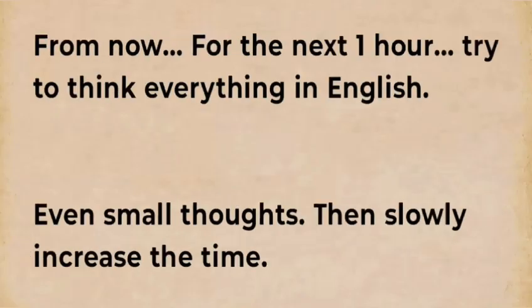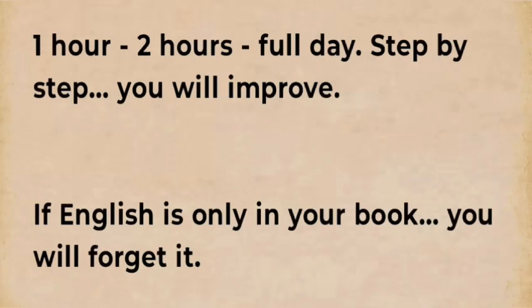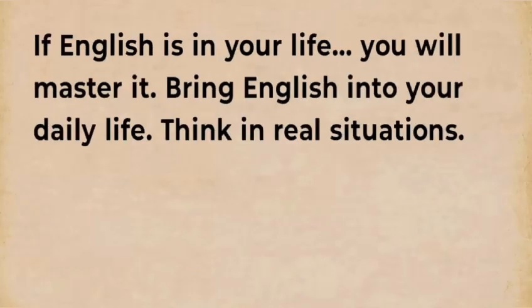From now, for the next 1 hour, try to think everything in English, even small thoughts. Then slowly increase the time. 1 hour, 2 hours, full day, step by step. You will improve. If English is only in your book, you will forget it. If English is in your life, you will master it.